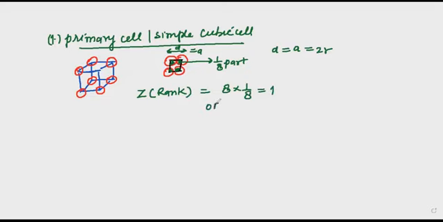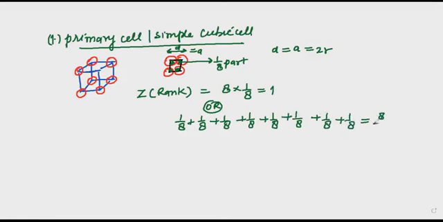We can explain that like this way. All corners have 1 by 8. So we sum 1 by 8, 1 by 8, 1 by 8, 1 by 8, 1 by 8, this is the sixth, that one is the 7th, that one 8th. This is the same, 8 by 8, meaning 1. So this is the arrangement of it, meaning one atom forms the whole crystal. This is the rank.